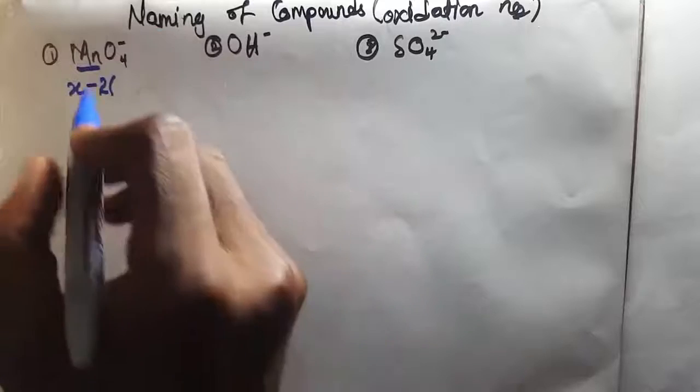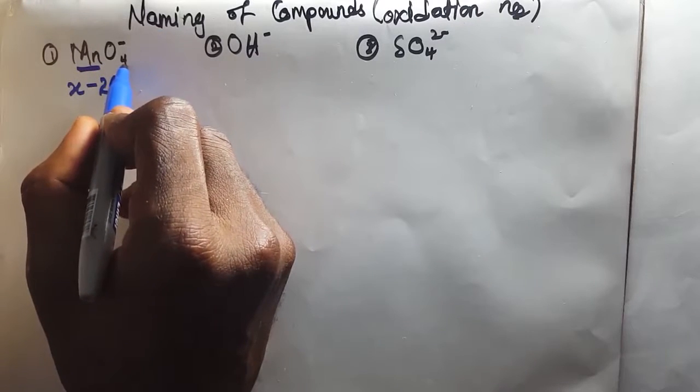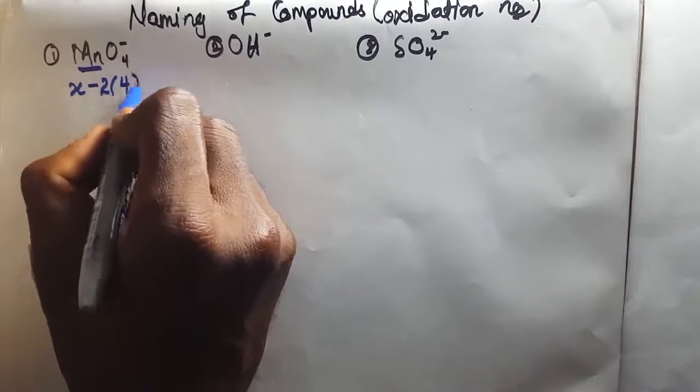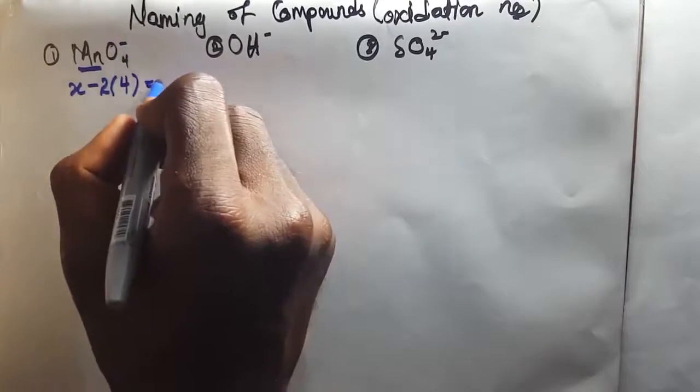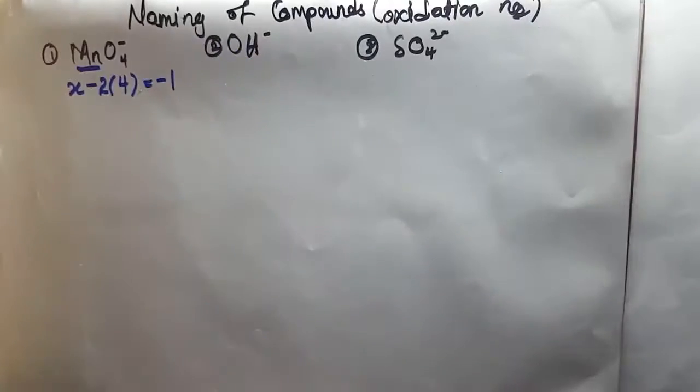Then bracket open. How many atoms of oxygen do we have? 4. So we put our 4 here. Then we equate it to the charge. The charge is minus, so -1. And we work out. Let's go through this one as well.